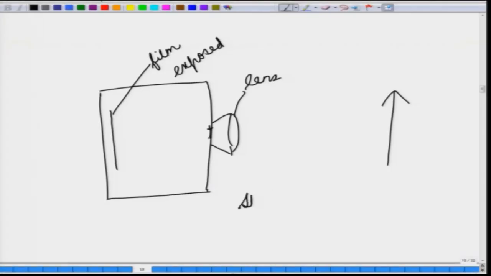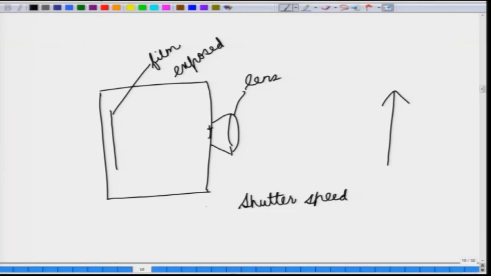It will depend on the shutter speed. Suppose you have a shutter that moves very fast. In that case it will expose your film for a very short period of time, whereas if you have a shutter that opens for a very long period of time and then closes, in that case your film will be able to get more amount of light. So, the amount of light that you are getting here depends on the shutter speed. The second thing it depends on is the aperture.